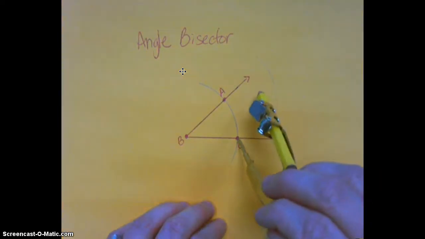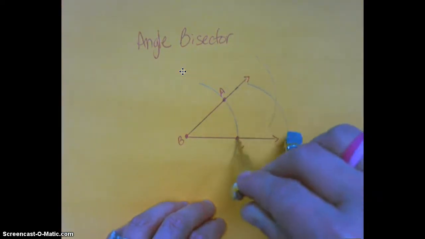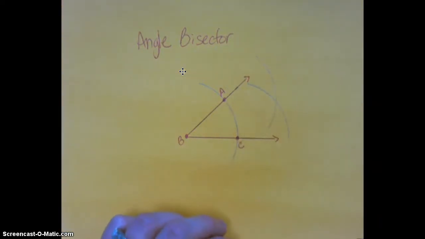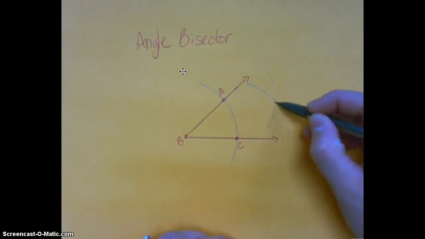Now, leaving it open the same amount, I'm not changing the radius at all of my compass, I'm now going to go to my other point, point C, and do the same thing. I'm going to swing an arc in the interior of the angle. What's going to happen is that those two arcs should intersect at a point.